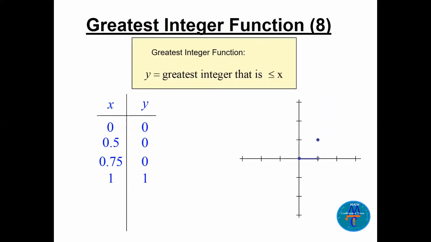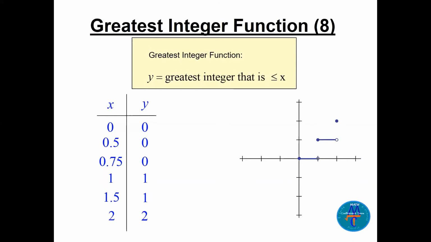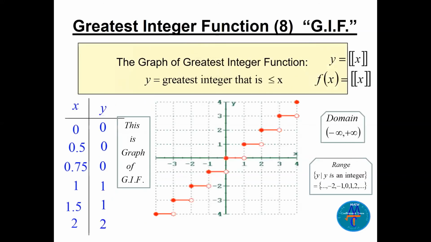Now, if we go to 1.5, it will be also 1. So x is 1.5, y will be 1. If x is 2, it goes to 2. And then we continue like this until we reach like stairs. So this is the graph of the greatest integer function here.